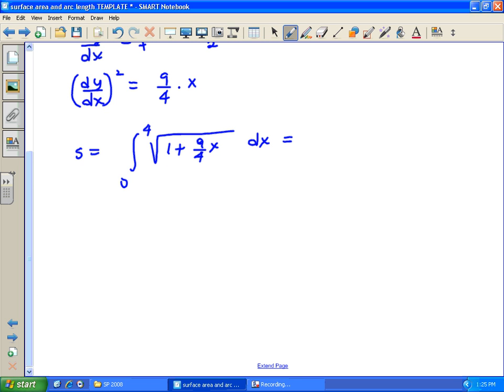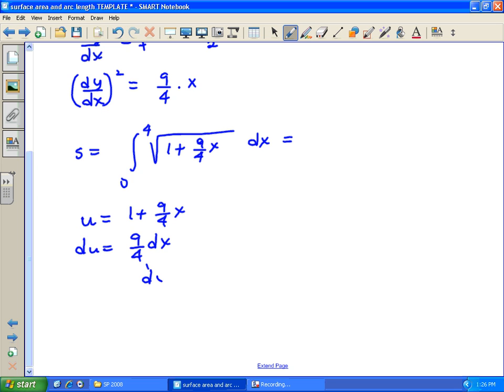How could we integrate this one? Any suggestions? How about u sub, as Chris suggested? So let's go ahead and let u be equal to 1 plus 9/4 x. Then du is 9/4 dx.